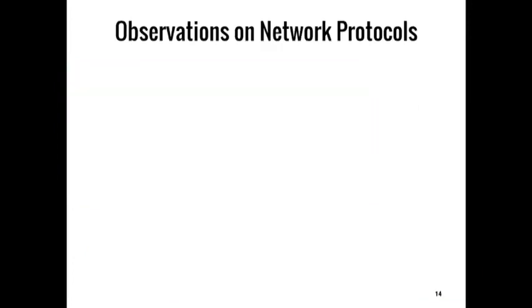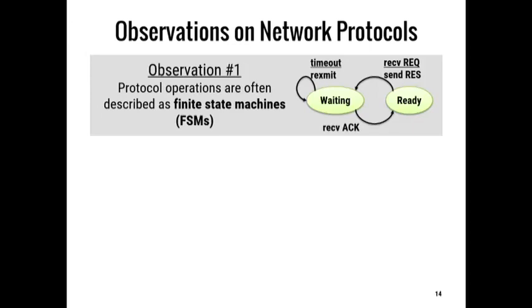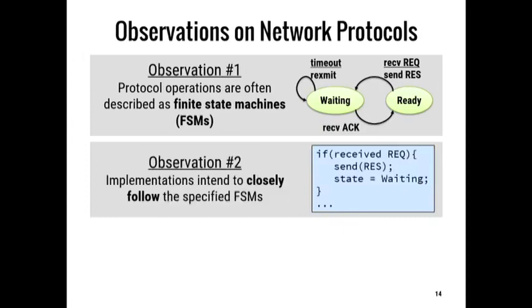Now, before I move into the details of Chiron, let me show you our observations on network protocols. Our first observation is that protocol operations are often described as finite state machines, which dictate the internal state of the protocol and specify under which conditions the protocol will make a transition from one state to another. Here you can see an example of an FSM of a hypothetical protocol. The second observation is that implementations tend to closely follow the FSM described in the specification. In this code example, whenever it receives a request, it tries to send a response and change the state.